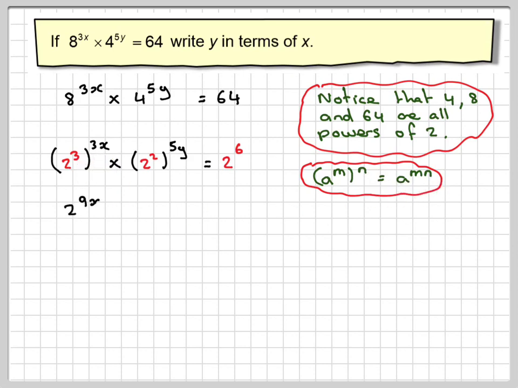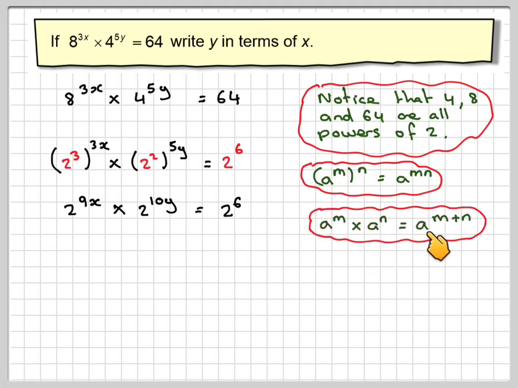So we're going to have 2 to the 9x times 2 to the 10y is equal to 2 to the 6. And now there's a rule of indices that says if you've got the same base, you just add the powers. So a to the m times a to the n is a to the m plus n. So this now becomes 2 to the 9x plus 10y is equal to 2 to the 6.